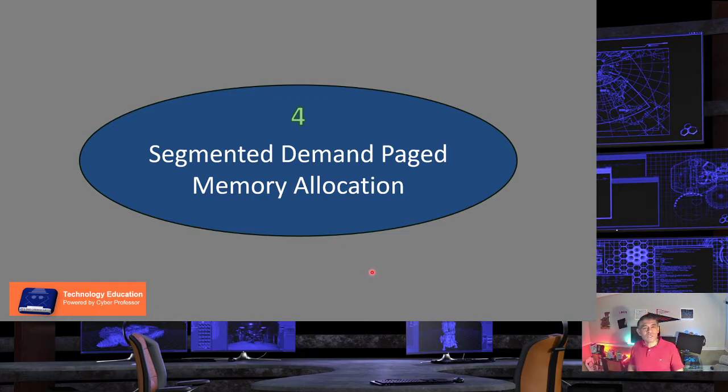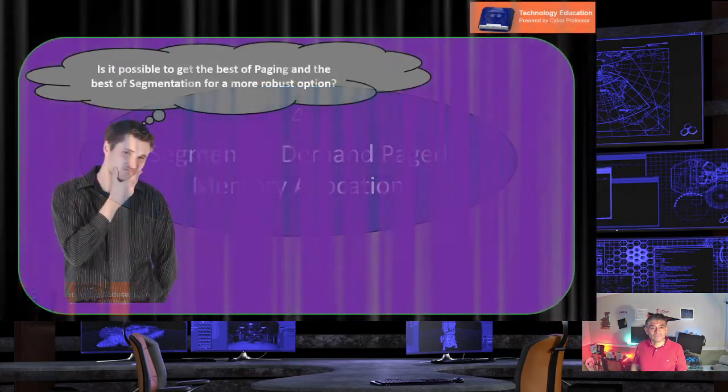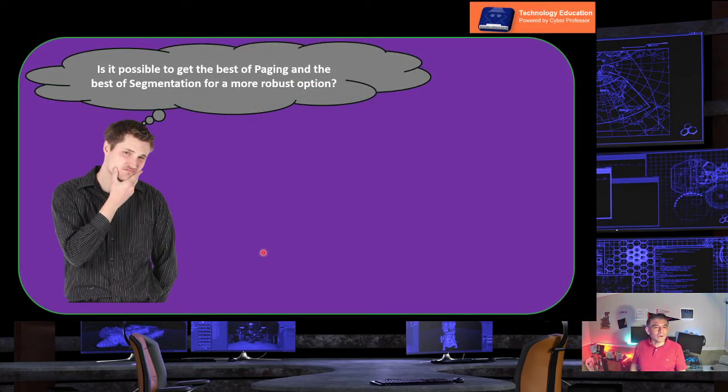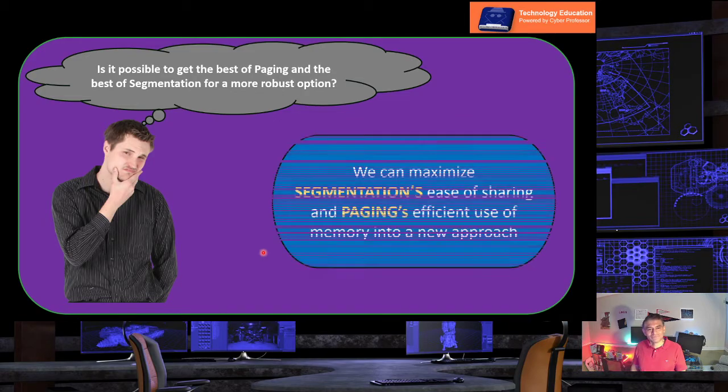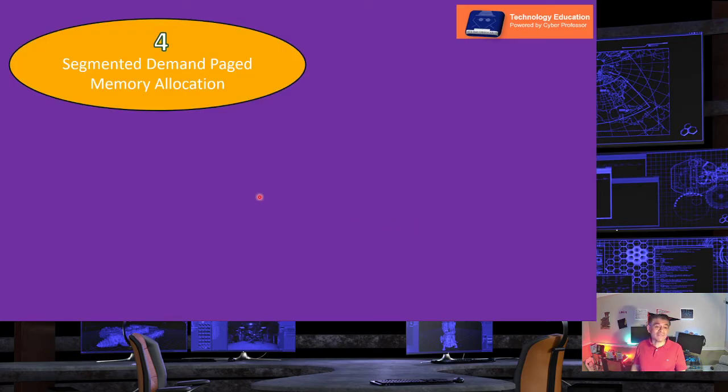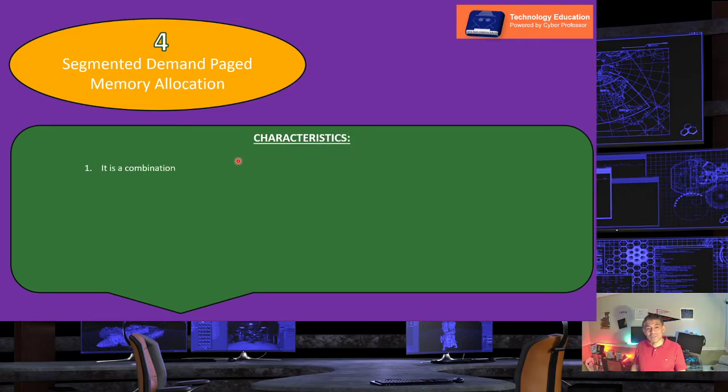Finally, we will quickly talk about the fourth memory allocation system, and that is the segmented demand page memory allocation. The question is, is it possible to get the best of paging and the best of segmentation for a more robust option? And the answer is yes. We can maximize segmentation's ease of sharing and paging's efficient use of memory into a new approach, and that is the segmented demand page memory allocation system.